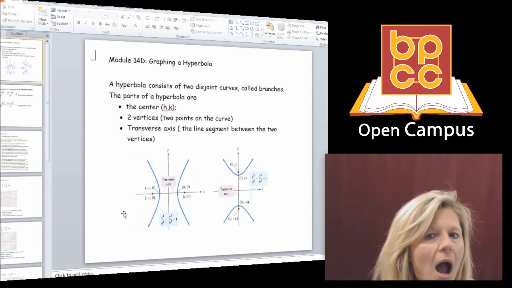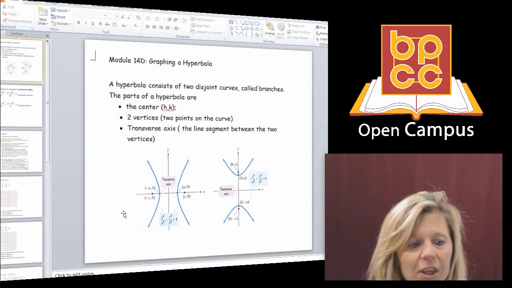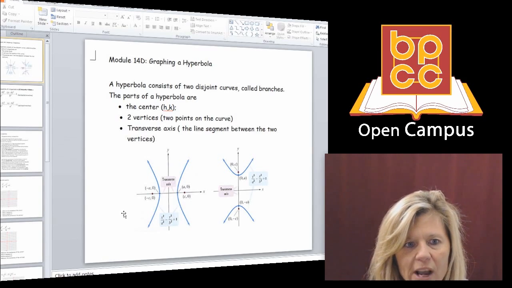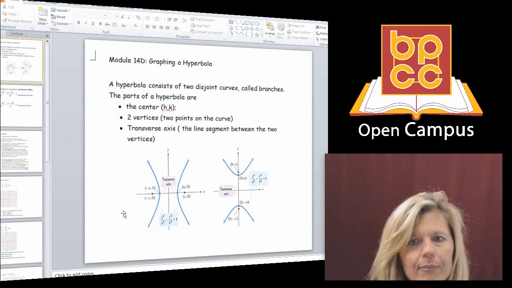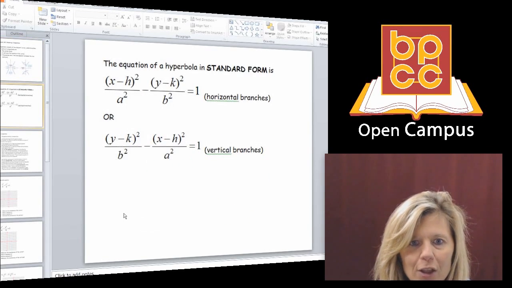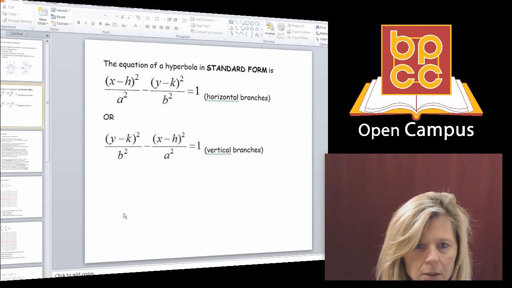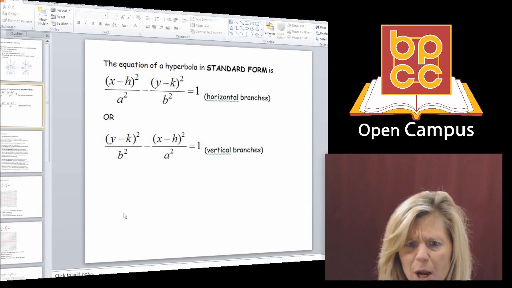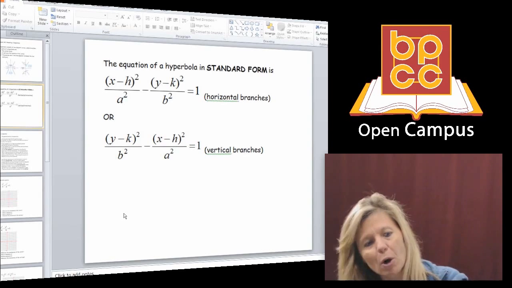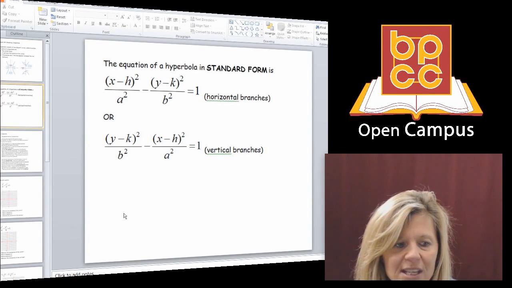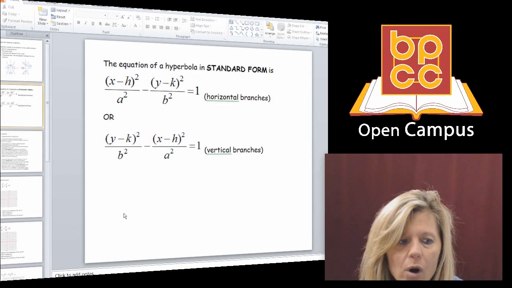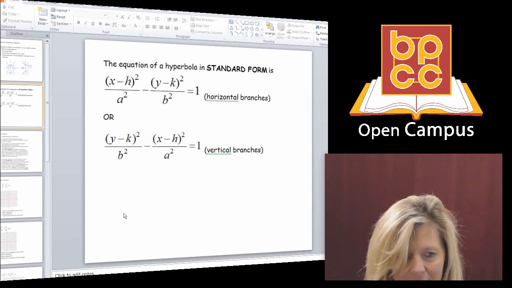Now, what I want us to do is recognize by looking at the equation that we're going to be graphing a hyperbola. So let's look at what the equation of a hyperbola looks like. Oh my, there are two equations of a hyperbola. Now don't get nervous. They're pretty much the same equation. They both have an (x minus h) squared. They both have a (y minus k) squared. They both have an a squared. They both have a b squared. Both equations equal 1.